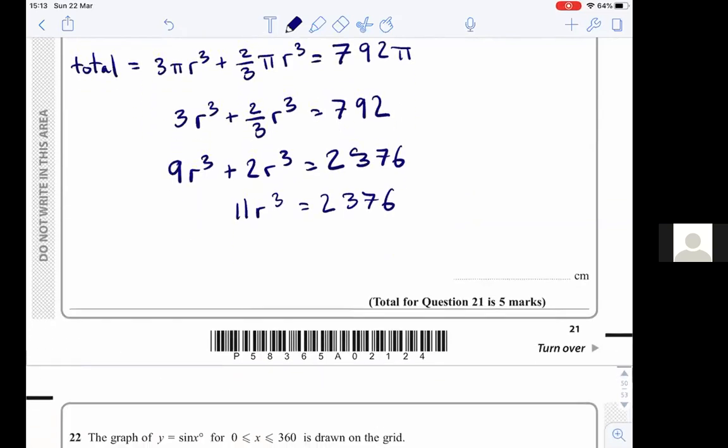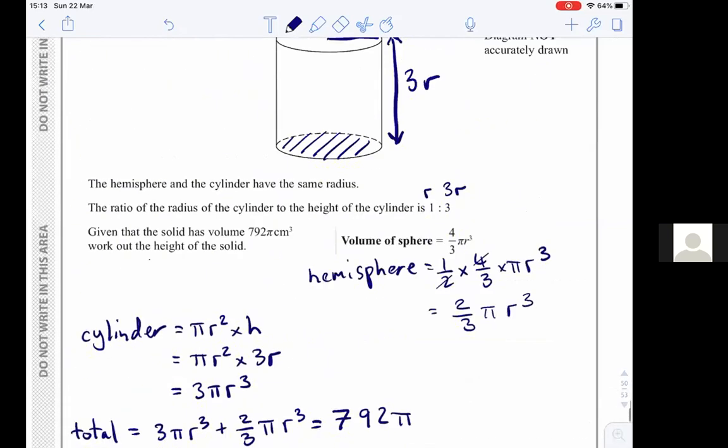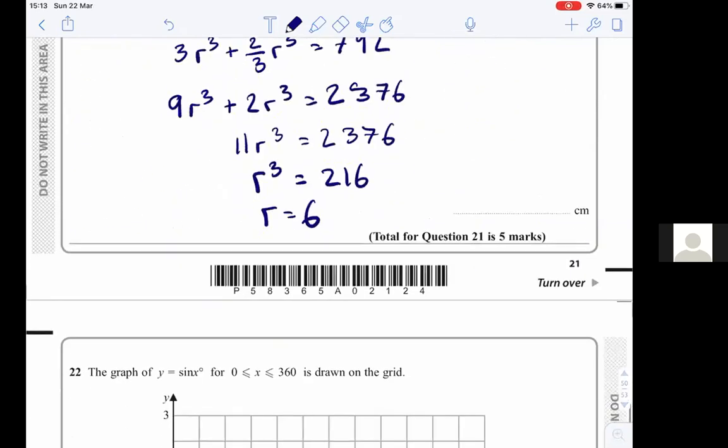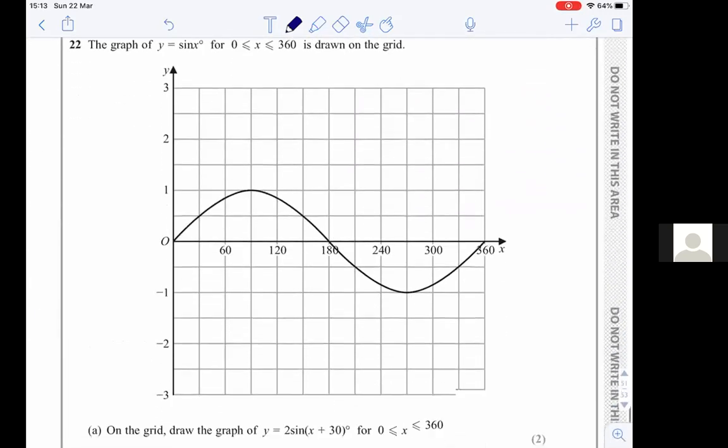And if I divide by 11, r cubed is 216. This is looking quite nice now. Let's try and find the cube root of this. R is 6. Now that's not my answer, it's asking me for the height of the solid, and the height of the solid is 3r. So h equals 3r, which is going to be 3 times 6, 18 centimeters. I reckon that's the hardest one on the paper, that.